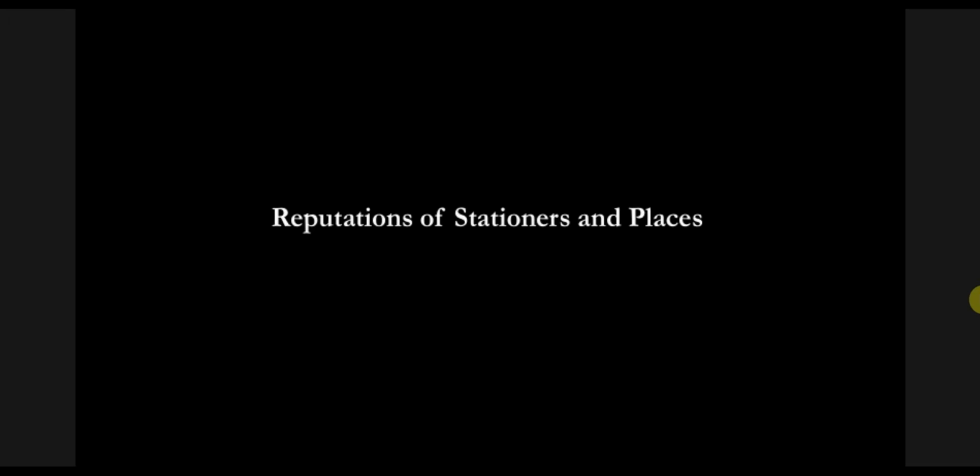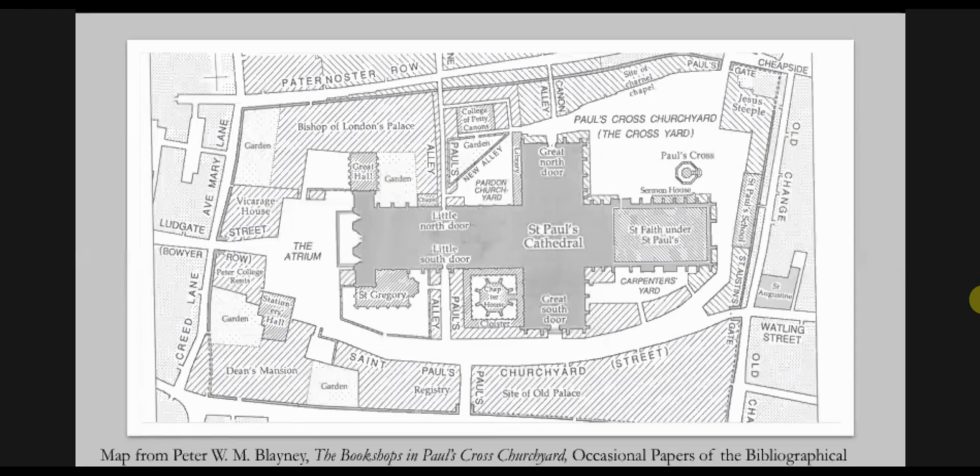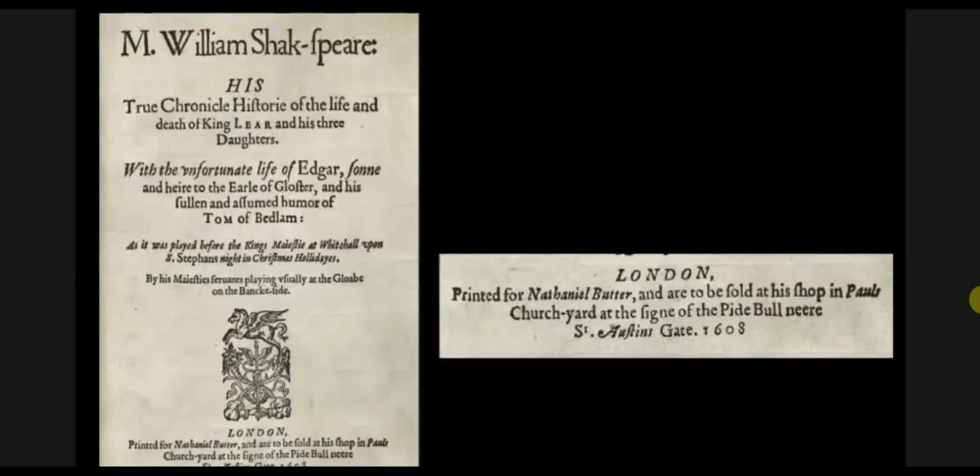For example, during the 17th century, St. Paul's churchyard was, in addition to being a site of religious worship, known as a secular hub for political debate, trade, exchange, and the publication of news and topical texts. One of the churchyard's most well-known personalities was Nathaniel Butter, who, from the beginning of his career, prominently advertised his name and bookshop location in imprints. Seen here in Shakespeare's King Lear, which is published in Paul's churchyard at the sign of the Pied Bull near St. Austin's Gate.